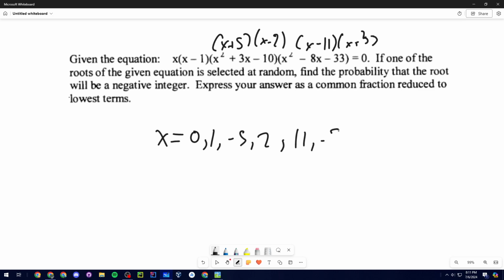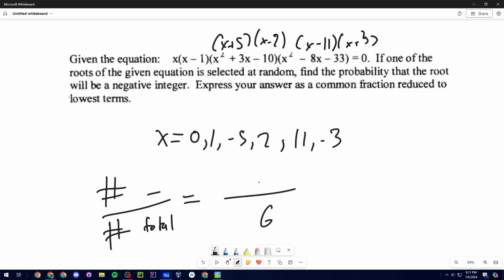So 11, -3. Now the amount of negative, so it's just the number of negative over the number total. This is just equal to 6 total roots, and then 2 of which are negative, so 1/3 is your answer. Okay.